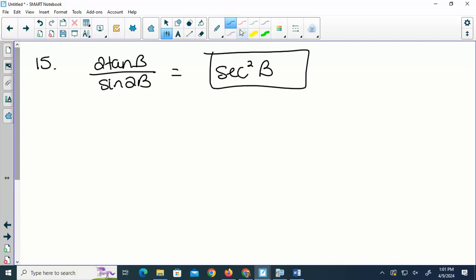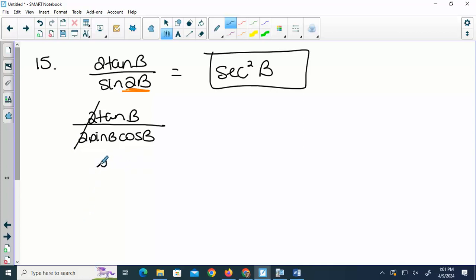The first thing I notice is this is a sine of 2b. Do we have any other double angles in our problem? So let's change that. What can you change sine of 2b to? 2 sine b cosine b. Then what happens? Can you see some cancels? Oh, yeah.